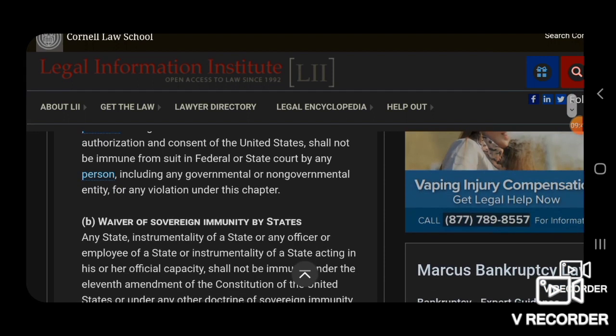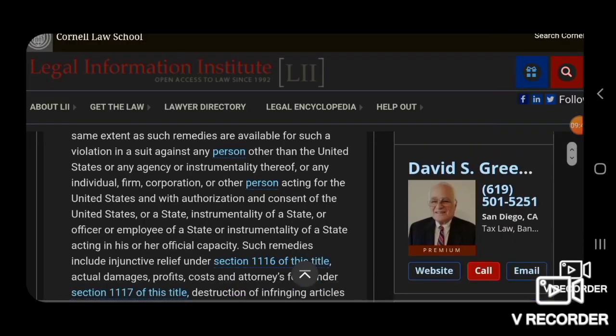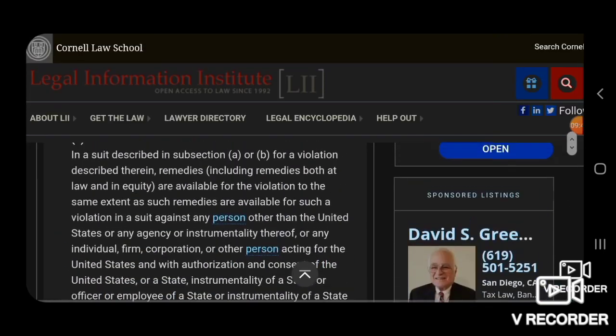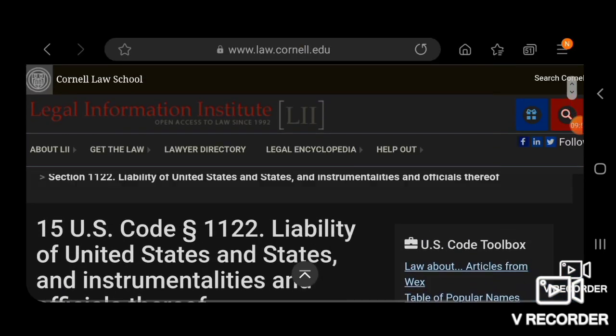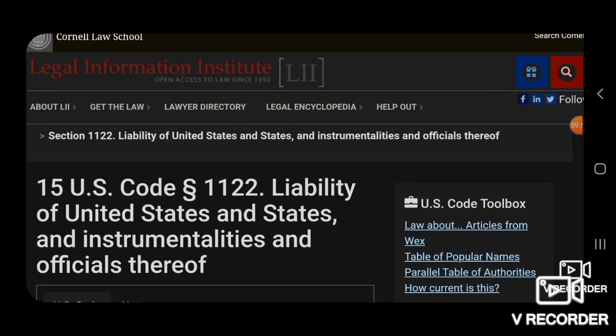And B is going to talk about the waiver of sovereign immunity of the states. And C is going to talk about your remedies. And then it ends. If you'd like to read the entire statute, I gave it to you. It's Title 15, United States Code, Section 1122. Okay? So I'm going to make this as simple as possible.